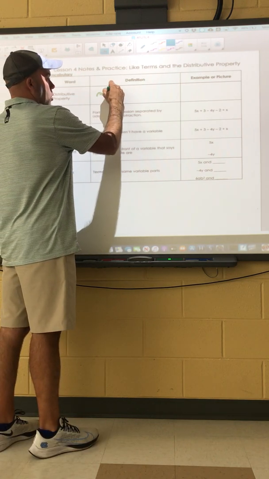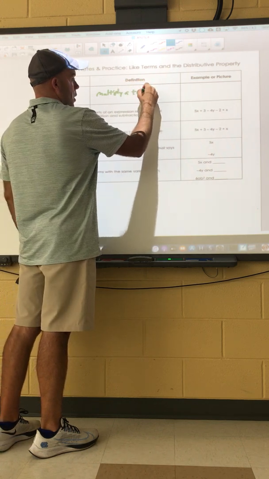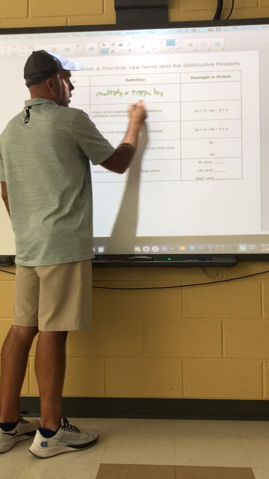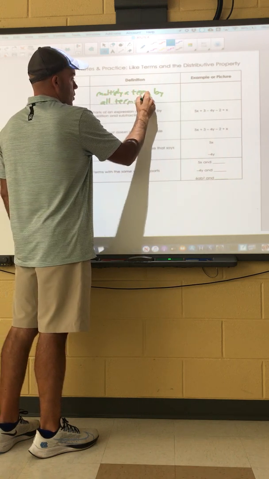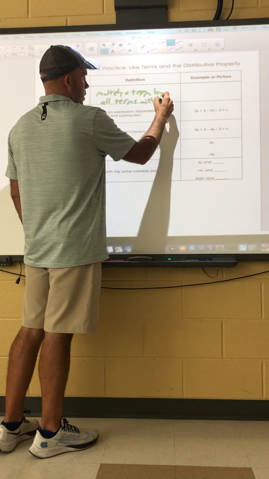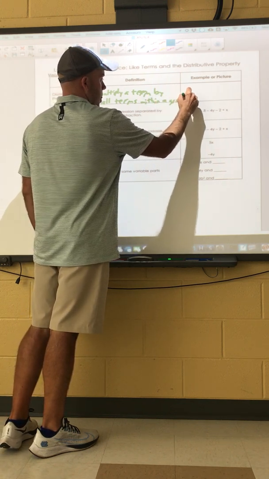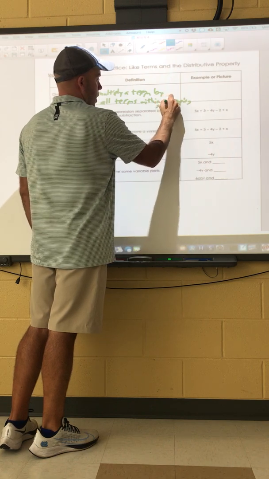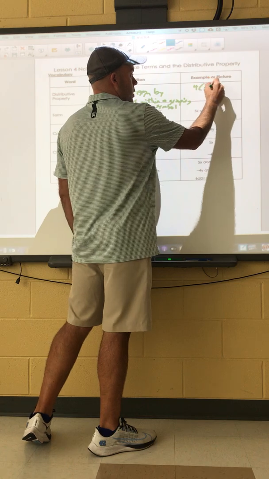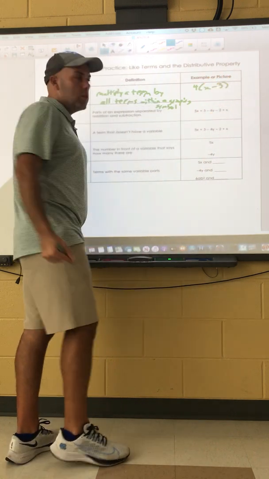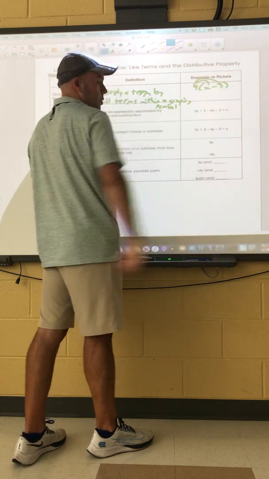When we multiply a term by all terms within a grouping symbol. So what's an example of that? Let's say I've got 4, parenthesis, x minus 3. The 4 is outside the grouping symbol, the x minus 3 is inside. So I'm going to multiply that 4 to both of them.